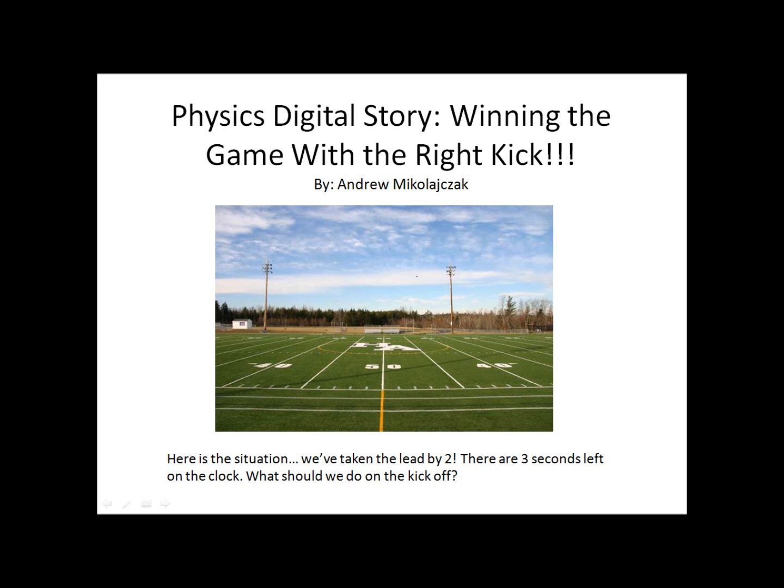This is a physics digital story that I've called Winning the Game with the Right Kick by Andrew Michael Ajak. It involves using the big three kinematic equations to solve for the right velocity and the right angle in order to place a kick exactly where you want it to.